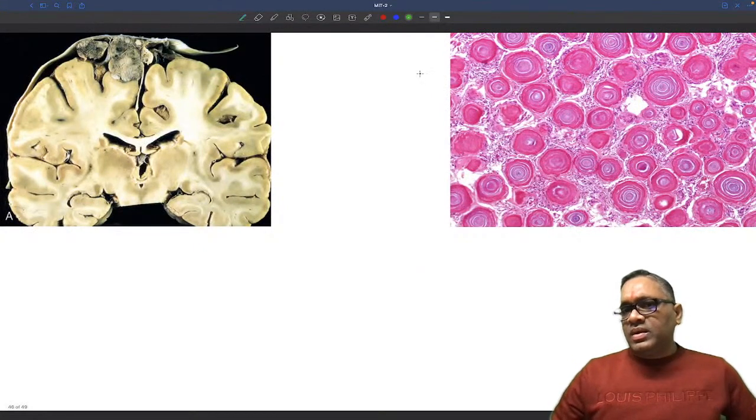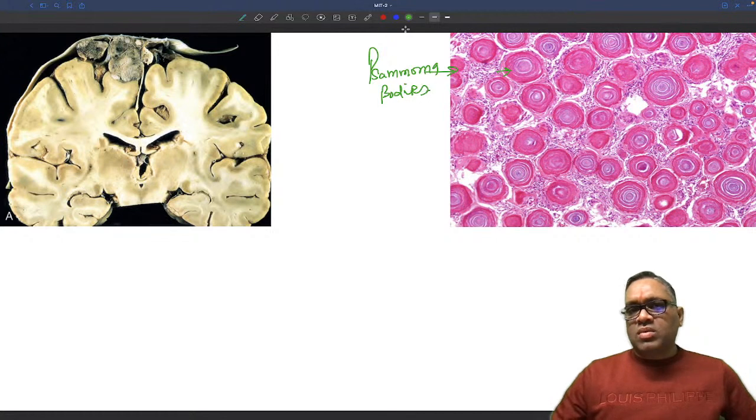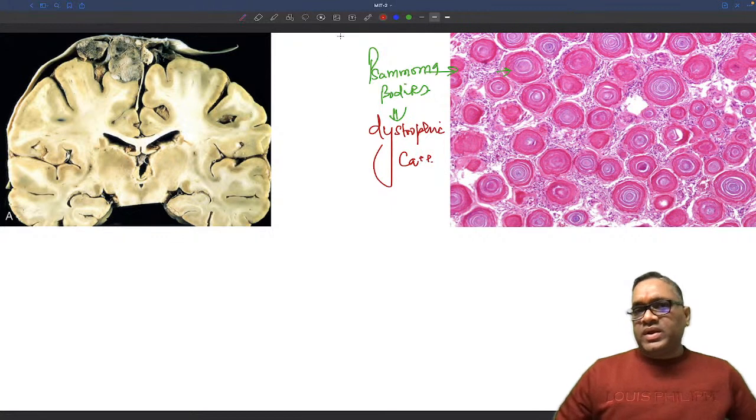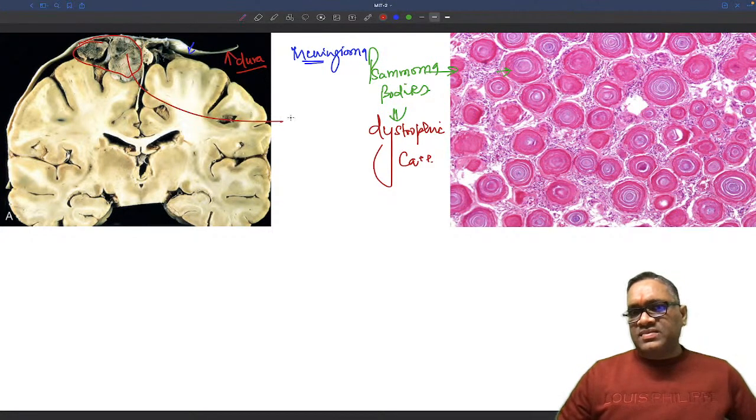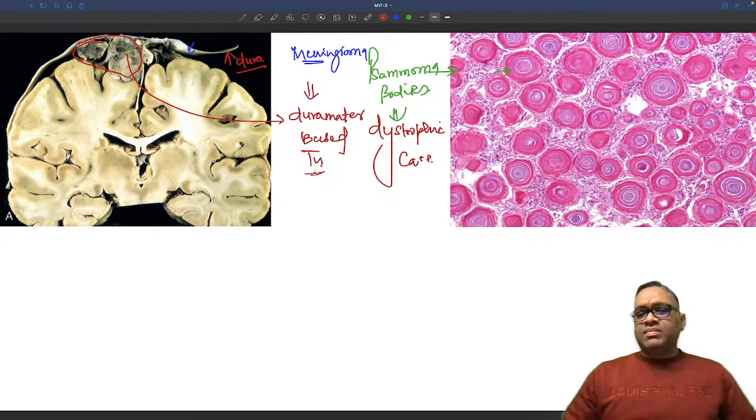Now if you look at the meningioma, it will have concentric calcifications, which are called psammoma bodies, and psammoma bodies are an example of dystrophic calcification, right? And what is the name of this tumor? As I said, meningioma. They are arising from the dura mater. Now you can see that this is the dura mater, and the tumor mass is arising from the dura mater. So we can say meningioma is a dura mater based tumor, right?